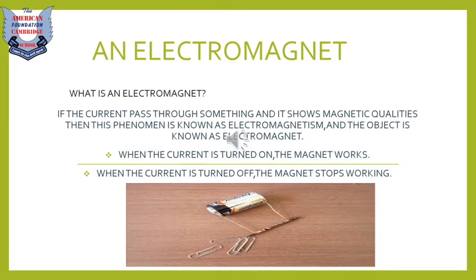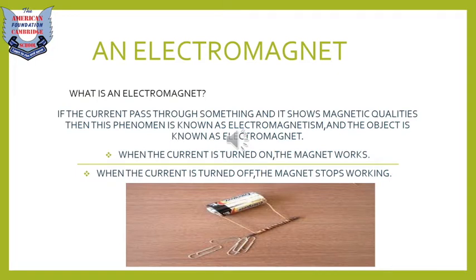From its name, we can guess it. When an object starts attracting things toward itself like a magnet due to the flow of electricity in that object, such an object is known as an electromagnet. If the current passes through something and it shows magnetic qualities, then this phenomenon is known as electromagnetism and the object is known as an electromagnet. When the current is turned on, the magnet works. When the current is turned off, the magnet stops working.